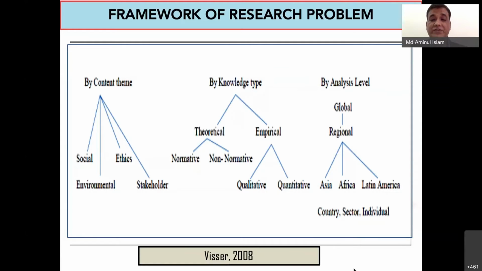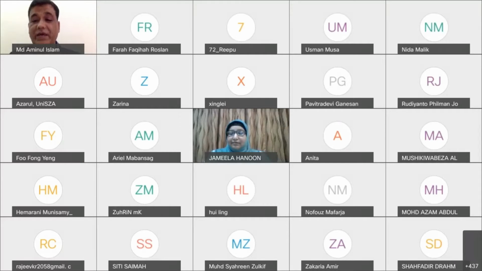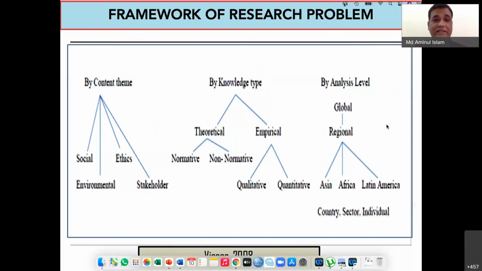Now, this is from Vaishnavi 2008. He has recommended that when you identify or define a research problem, look at it from three aspects. One is content theme, number two is knowledge type, and number three is analysis level. So when we write or define a research problem, we should go with content, knowledge type, and analysis level. Most of the time we tell the students: knowledge type, theoretical, empirical, it should be there, and it should have some kind of analysis from the global perspective to regional, finally coming back to your own country.